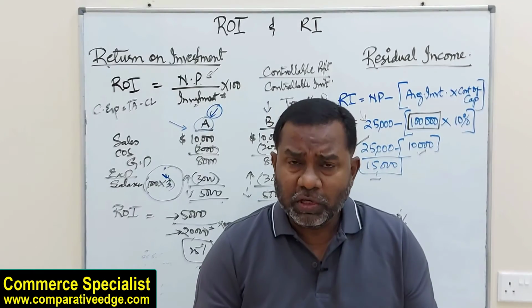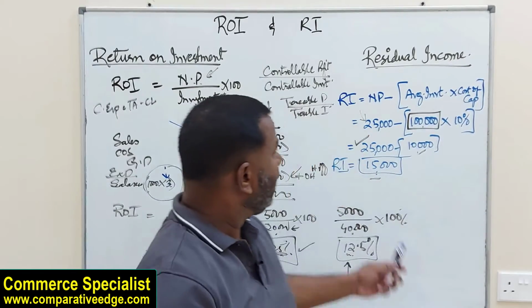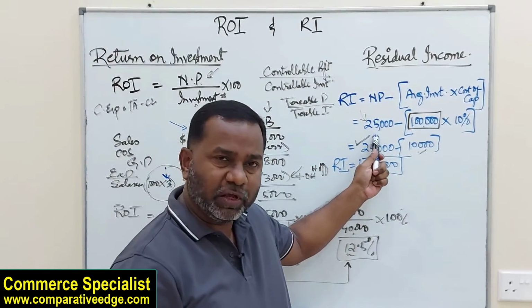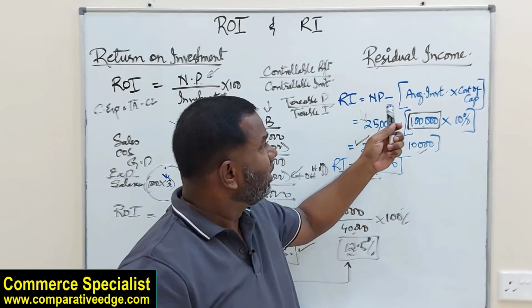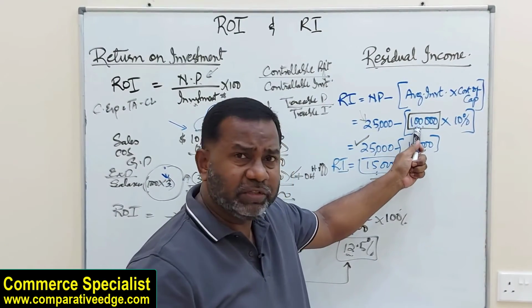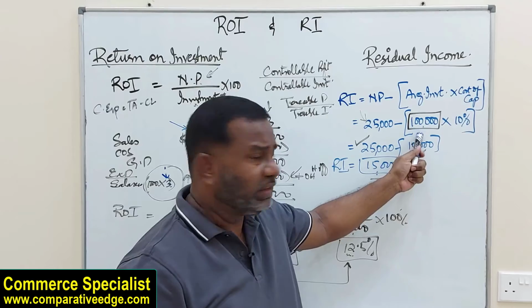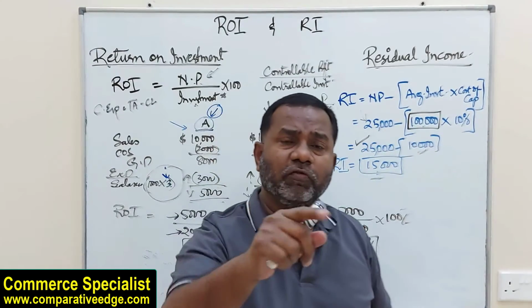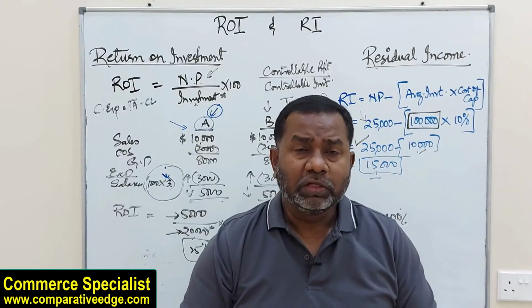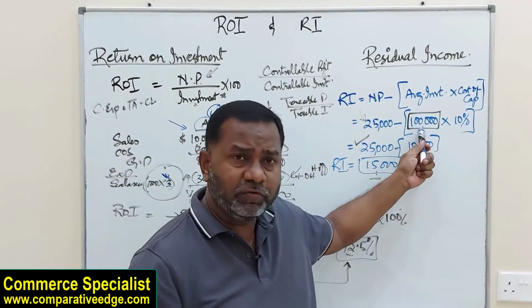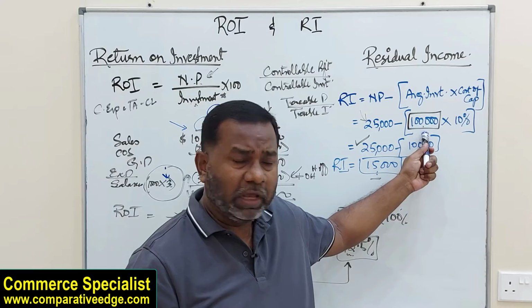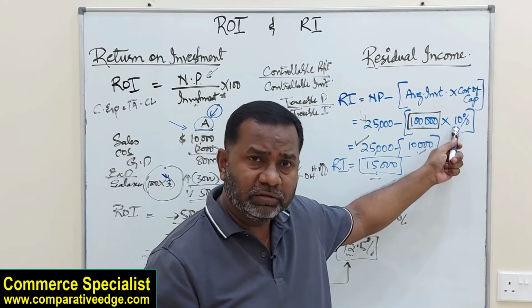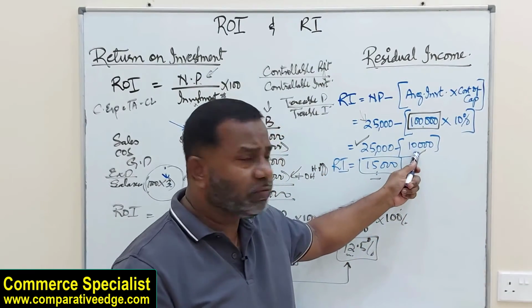Another way of looking at residual income is how much profit you have made: 25,000. Assume that the investment in the business, 100,000 you invested, is how you made a profit of 25,000. This 100,000 was borrowed from the bank. It was a loan. So let's say you took a loan of 100,000 from the bank and you had to pay 10% interest. So how much interest do you have to pay?